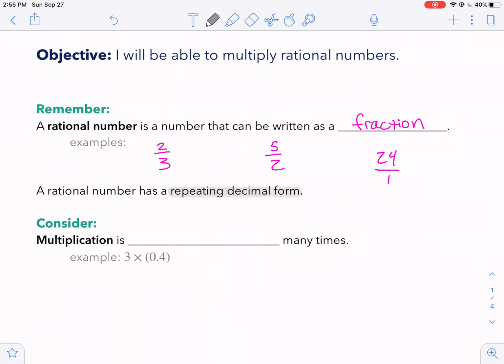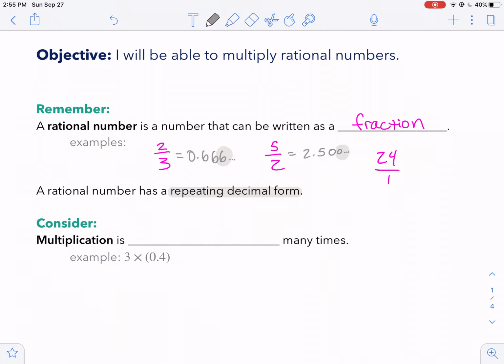Okay, now to put these in repeating decimal form, 2/3 is 0.6666666, and it keeps going. That 6 is what repeats. Here, 5/2 is 2.50, and then it has a 0 that repeats. So that's why we say it's repeating.